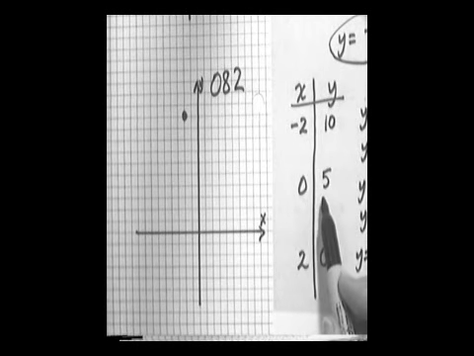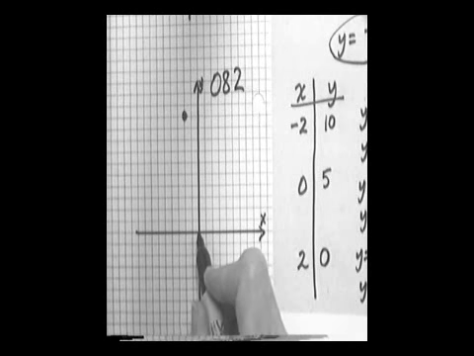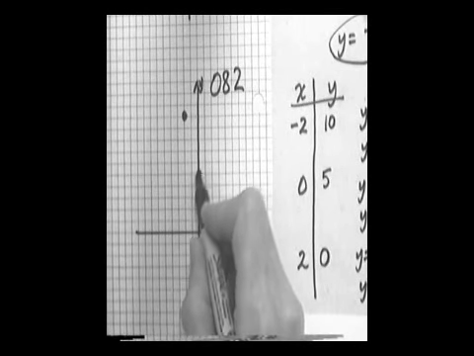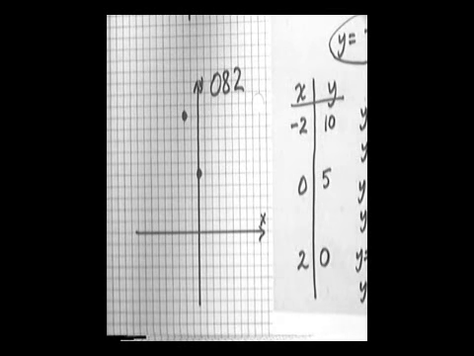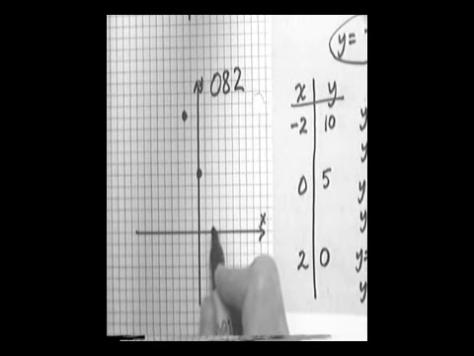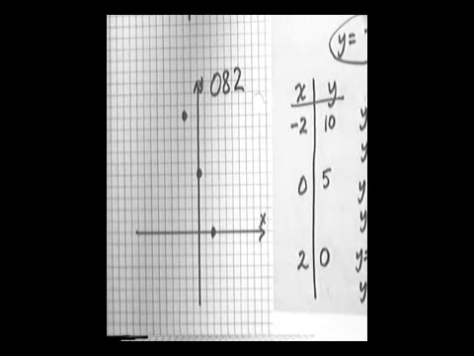0, 5 is the next ordered pair. That means 0 horizontally, 5 vertically. So 0 horizontally means none sideways. 5 vertically means up 5. 1, 2, 3, 4, 5. Last, 2, 0: 2 horizontally, 0 vertically. Starting at the origin, 2 to the right, and none up or down.